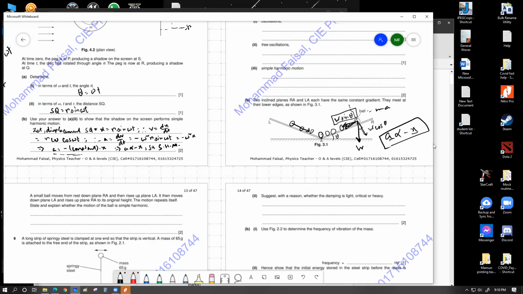It might appear to be simple harmonic motion, but it is not simple harmonic motion since acceleration is not changing for the entire motion. It is always remaining the same. Whereas the whole concept of simple harmonic motion is that the further the object is from the equilibrium position, the stronger or the bigger the acceleration value should be. So that's why this motion cannot be defined as simple harmonic motion.